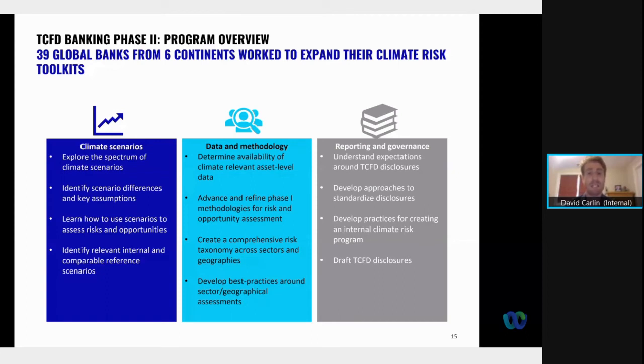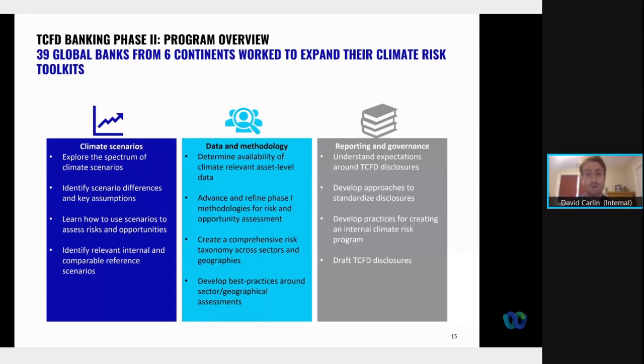On a related note, we looked at data and aimed to refine and develop our methodologies for sectoral assessment. In the pilot phase that I mentioned previously, those were really just covering a few major sectors. Here, we aimed to deploy the approach to a wider range of sectors, as well as discuss what the data needs were and where the data gaps existed.